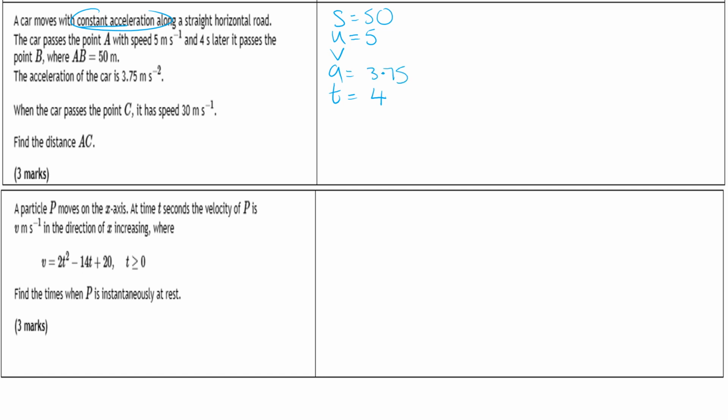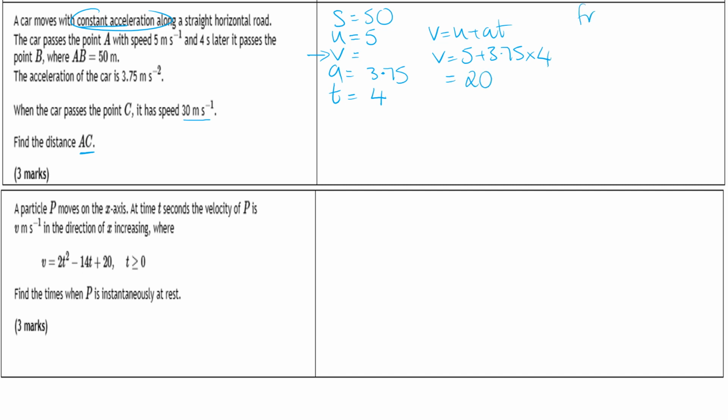Now, we've basically got all those details, but what we're being told is when the car passes C, it has a speed of 30, and we're trying to find the distance AC. So what's going to be a good idea, because we haven't got that much information from B to C, is find this final velocity when it passes B, and then use that to go from B to C. So we can use v equals u plus at. So v is equal to 5 plus 3.75 times 4, and that comes out to be 20.